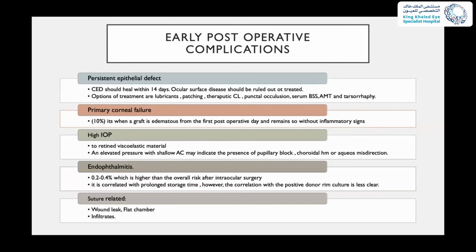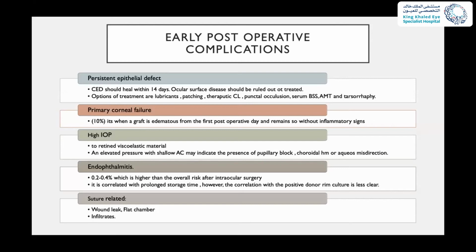Endophthalmitis actually can arise from intraoperative contamination and also from donor button contamination, also from post-operative invasion of pathogen. The incidence of post-PK endophthalmitis was reported to be between 0.2% to 0.4%, which is higher than the overall risk in intraocular surgeries. It is well correlated with prolonged storage time of the donor button. However, the correlation with the positive donor rim culture is less clear, especially in cases of fungal infections.